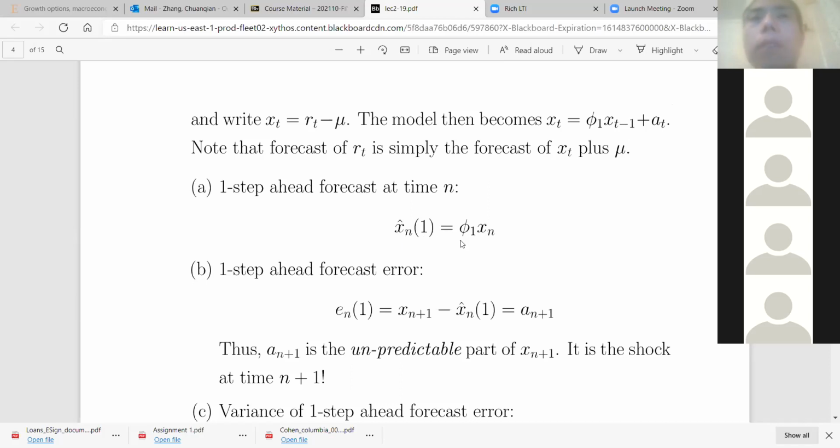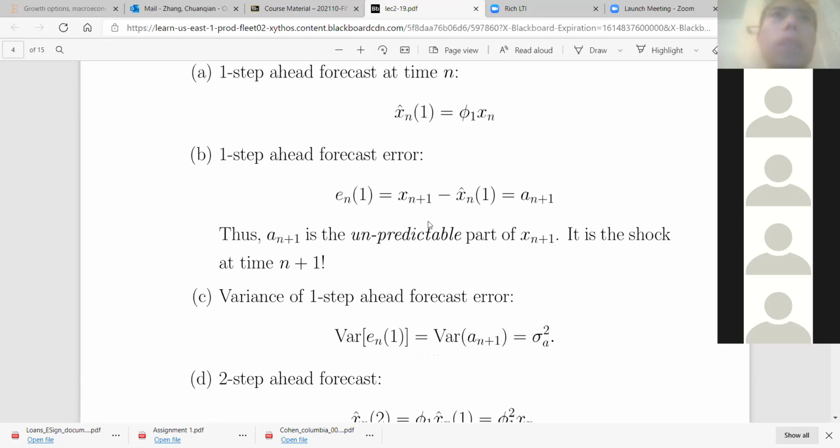The 1 period ahead forecast should equal phi 1, just copy the coefficient, times x_n. You can think about this like x_{n+1}: starting from x_n, 1 period ahead is equivalent to x_{n+1}. They're the same thing. It equals phi 1 x_n. Just follow this relationship closely. So if you know the x_n number and you know phi 1, you can easily calculate the 1 period ahead forecast. So this is one.